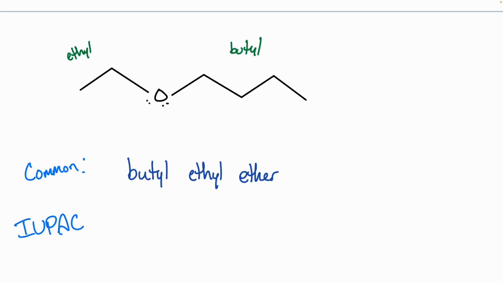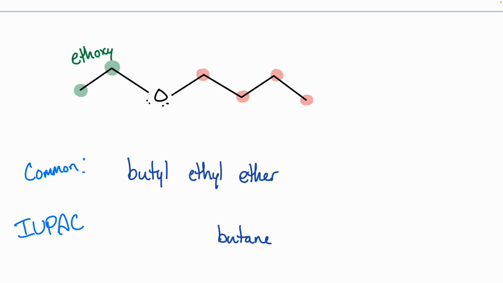Now for my IUPAC name, I'm going to chop at that oxygen. I've got to figure out which half is going to be my parent chain, left or right. The right-hand side, these 4 carbons here, so my parent chain is butane. I have these 2 carbons in my ether substituent, so this would be an ethoxy group.